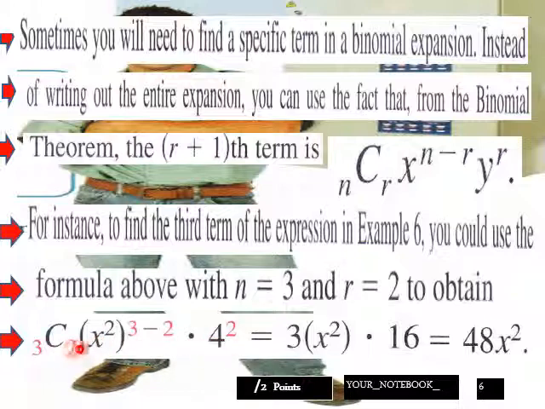4 squared. This would be 4 squared here. 3C2 times 4 squared, so it would be 3x squared to the... x squared, and then 3 minus 2 would be first power, it would be 1 there, then 4 squared, and then when you simplify this, you come up with 48x squared. That would be your third term in example 6.